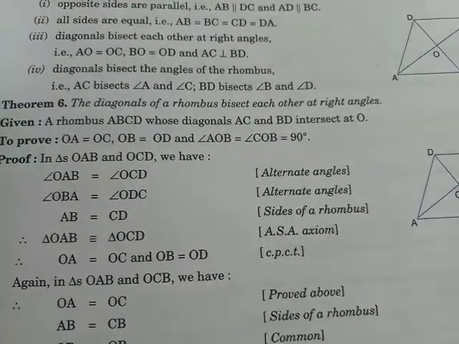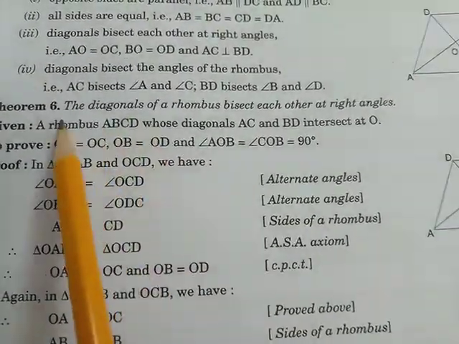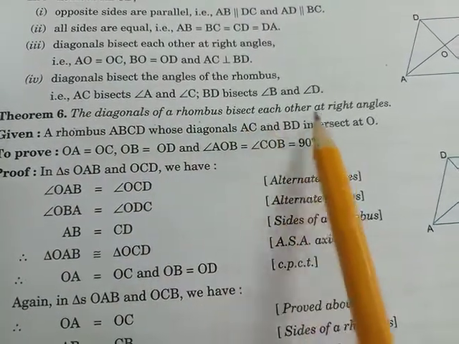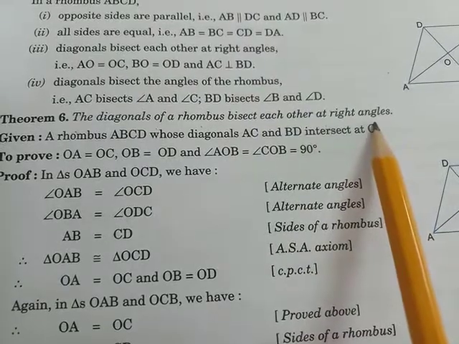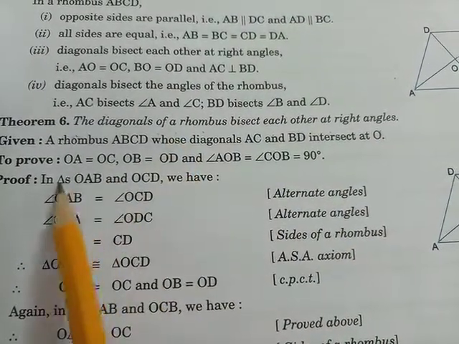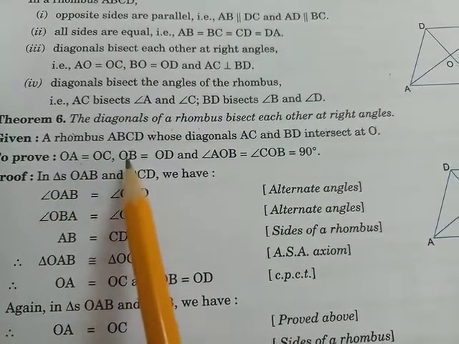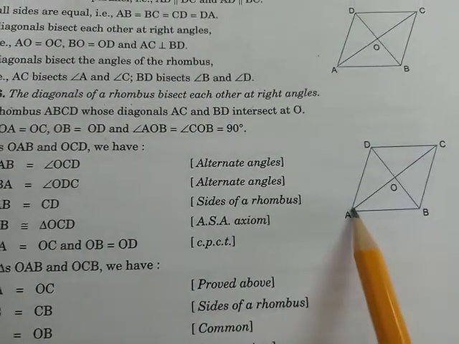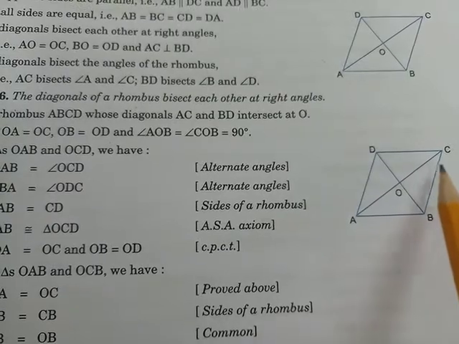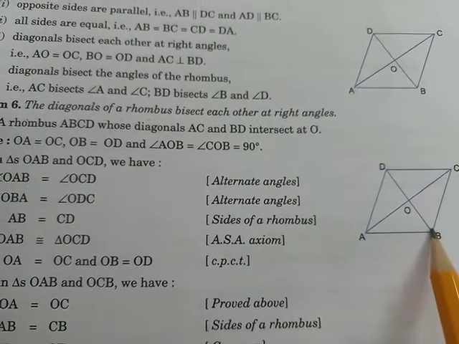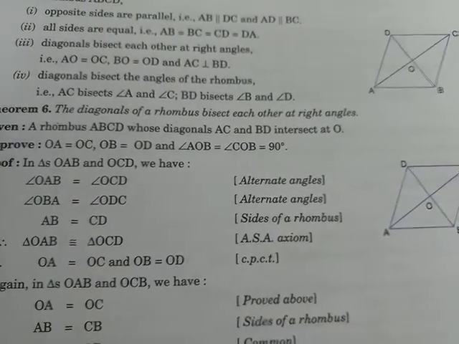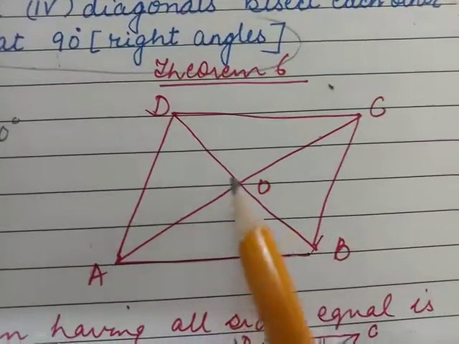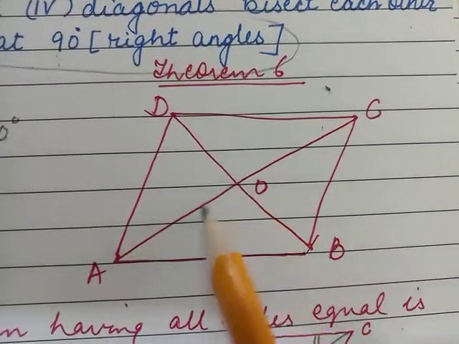Now we learn theorem number 6. Theorem number 6 says the diagonals of a rhombus bisect each other at right angles. So that means we have to show that OA is equal to OC and OB is equal to OD, and angles AOB and COB both measure 90 degree. Let's see its proof. In first part, we need to prove that the diagonals bisect each other.